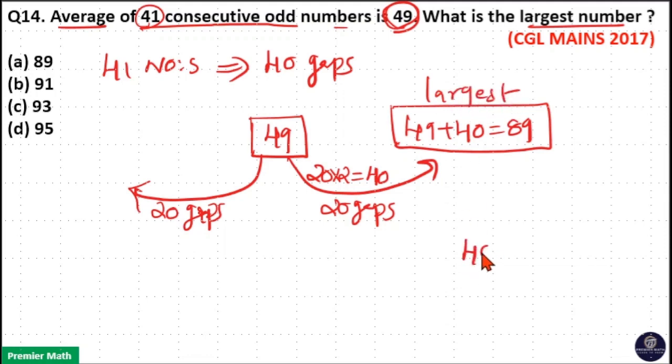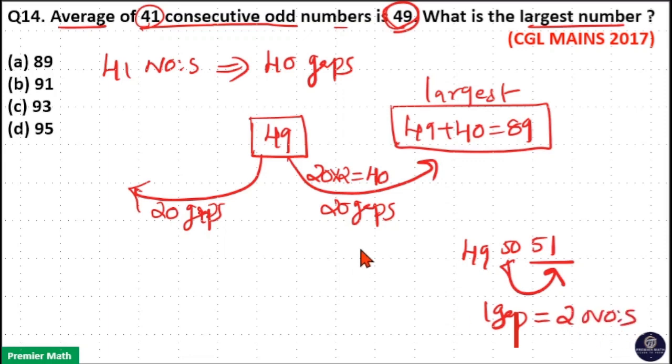Because after 49, the next consecutive odd number is 51. Between 51 and 49, 50 is there. So 1 gap means 2 numbers. Which means 20 gaps means 20 into 2, 40 numbers. So 49 plus 40, 89 is the largest of this.